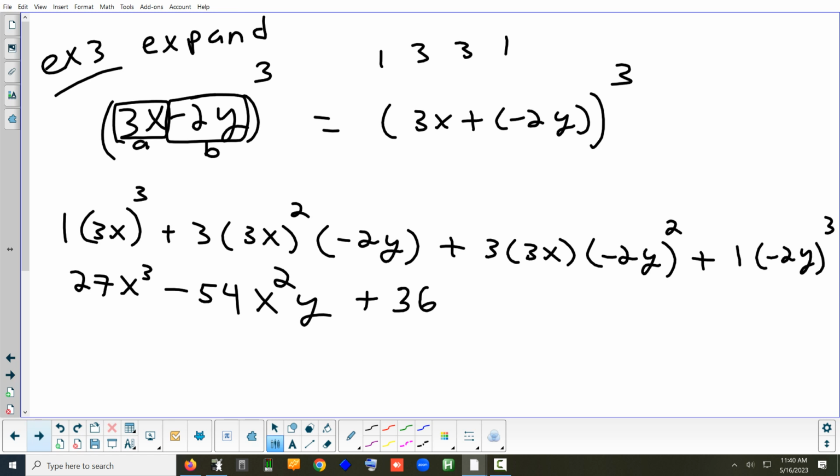What's going to come after that? 36xy squared. And is the last one going to be a plus or a minus? It's going to be a minus, and it's going to be minus 8y cubed.